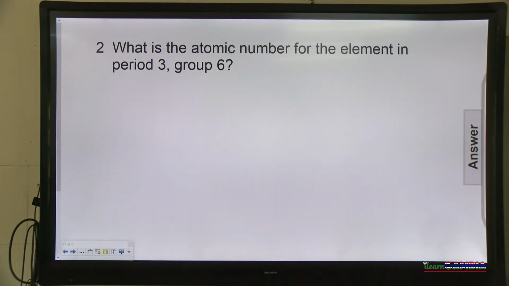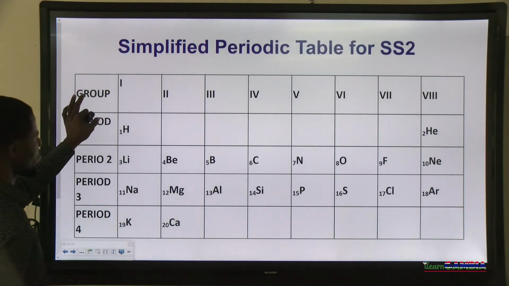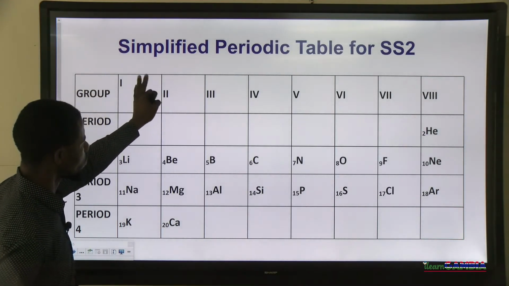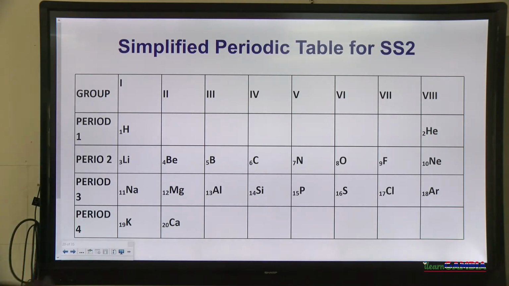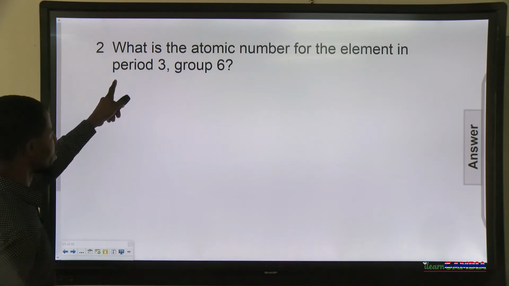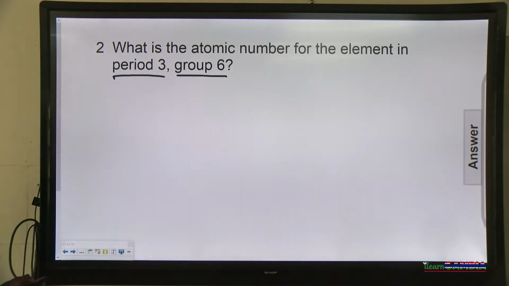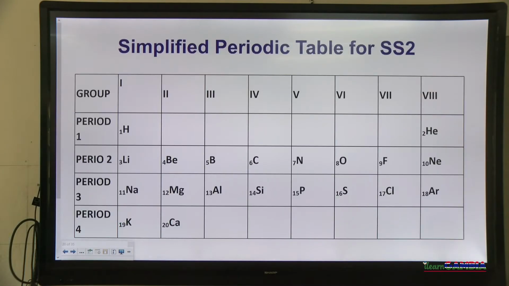So let's look at this question. What is the atomic number of the element in period 3, group 6? Now, let's get back to the periodic table here. As I talked about previously, we have the groups in vertical columns, and these are the periods here. So the atom that we are talking of is in what period? It is in period 3 and in group 6.